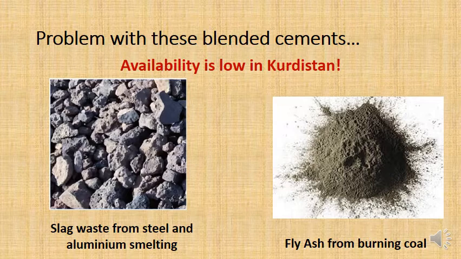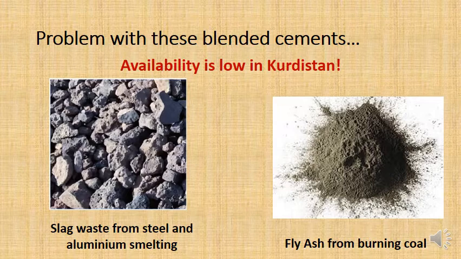Now, we have a big problem, though, don't we, in Kurdistan, and that's availability. Remember, we talked about the two key elements of choosing a material: availability and compatibility. Kurdistan doesn't have any pozzolan. It doesn't have ash from volcanoes. Likewise, in Kurdistan, we do not have any steel or aluminium smelting. There's no factories making steel or aluminium. We would need to import the slag waste from Turkey or Iran if we were to do this.